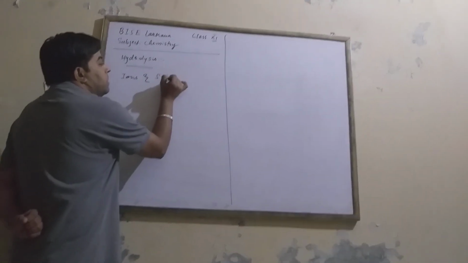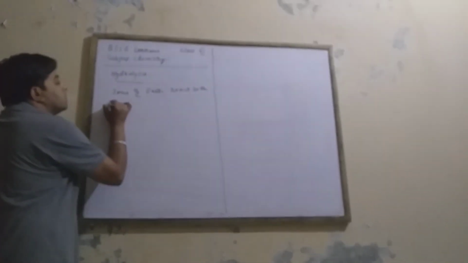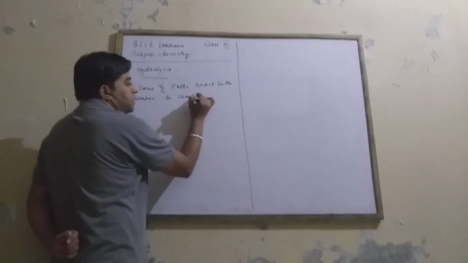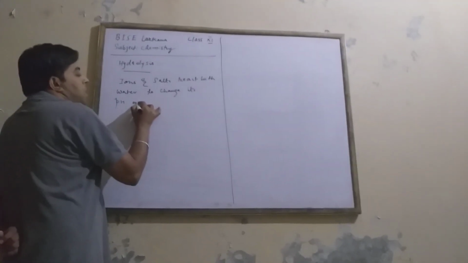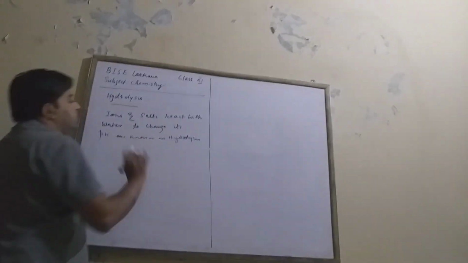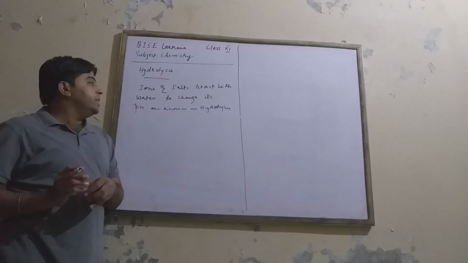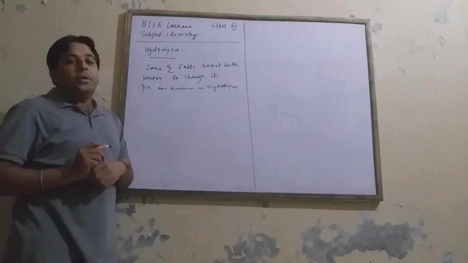Hydrolysis means the ions of salt, which may be cations or anions, react with water to change its pH, are known as hydrolysis. Change its pH means it may be acidic, it may be basic, or it may be neutral.